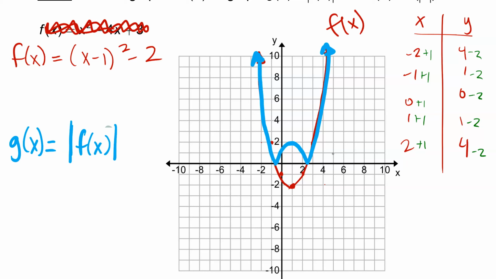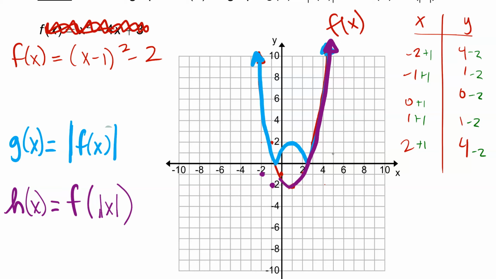Versus if I want to do h of x, this is equal to f of absolute value of x. So what that does is you copy everything to the right of the y-axis. So I'm going to copy this whole part, and it turns more into a W.